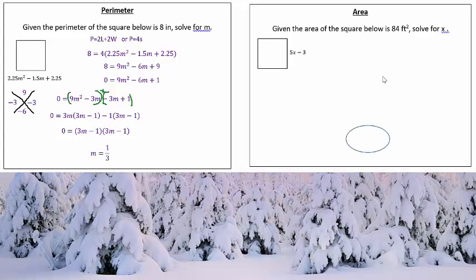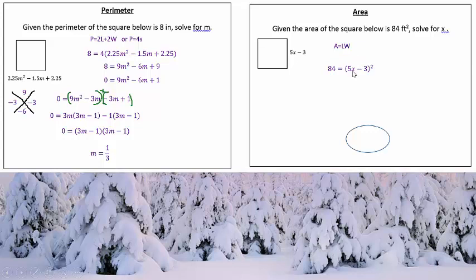So the next problem we're going to do concerns area, and if we want the area of a square, all we have to do is length times width, and because the length is the same as the width, we can actually just take one side and square it and call that the area. So we'll go ahead and plug 84 in for area, 5x minus 3 in for our side. And anytime we have something that kind of resembles vertex form, we actually want to use the square root method to solve the equation.